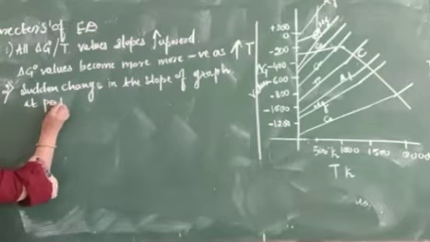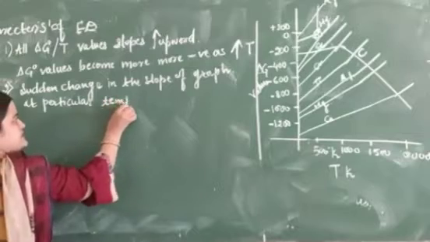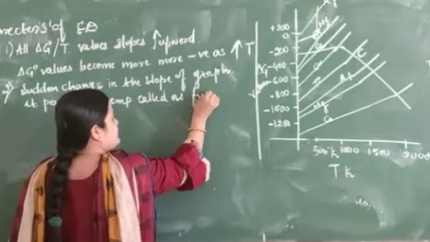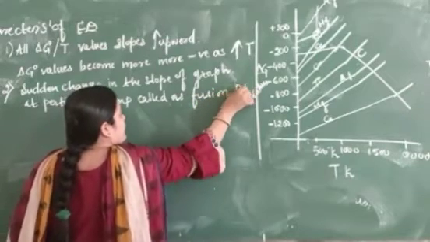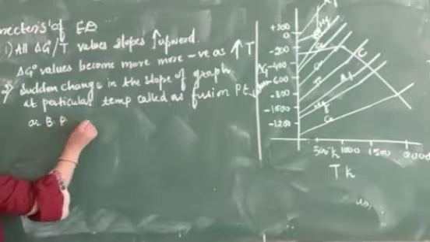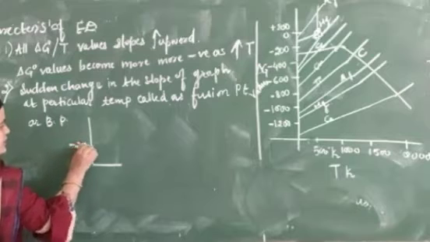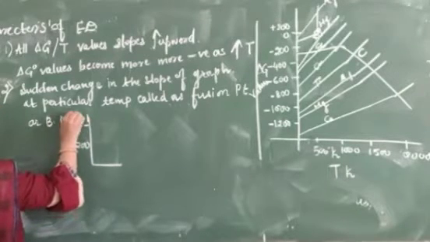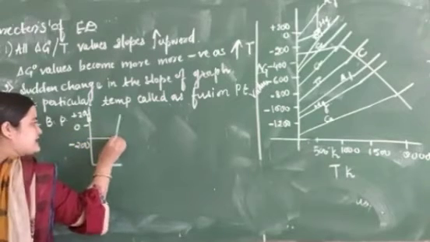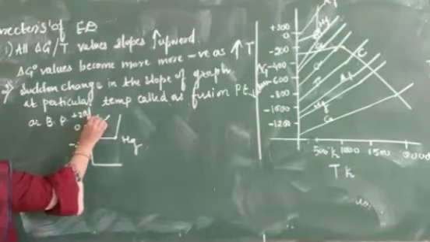At a particular temperature, called the fusion point or boiling point. Here we can observe in that particular graph, minus 200, in between 0, and here plus 200, and here one of the graphs just changes, here Hg, isn't it, and here Ag is there.